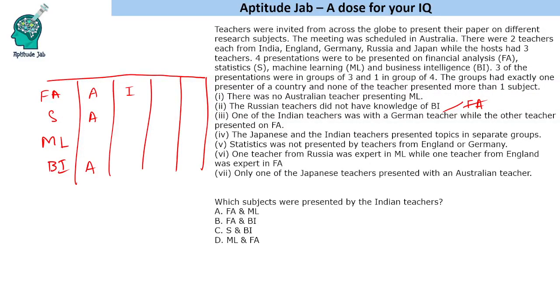Indian and Japanese teachers present in separate groups, so that means Japanese will not be on FA, and so there are 4 groups, right? Two will be Japanese and the other 2 will be Indian. Statistics was not presented from England or Germany, so they could be from other countries. One teacher from Russia was an expert in ML. So in machine learning we have a teacher from Russia, while the other teacher from England was an expert in FA. One teacher from England in FA.